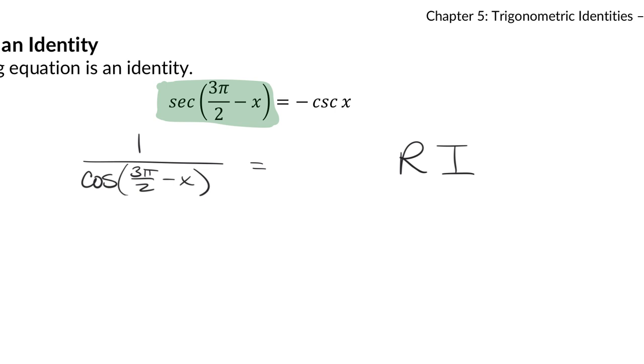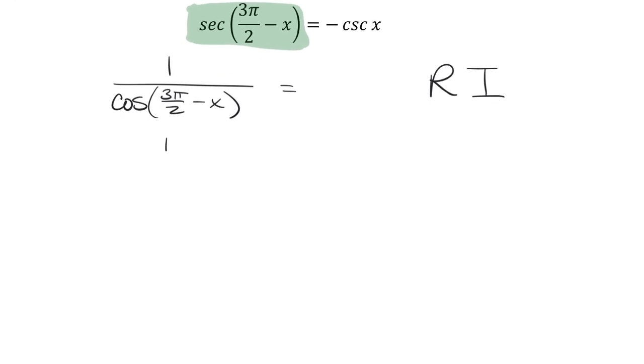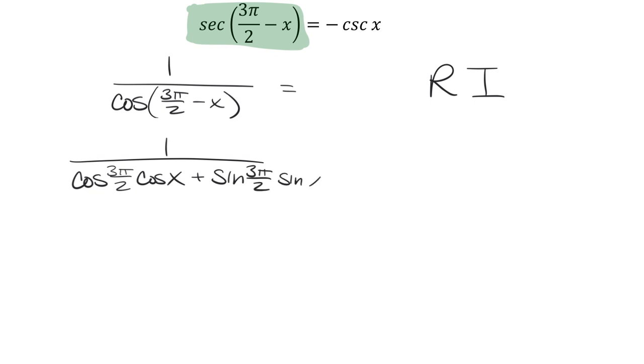Secant and cosine are reciprocals. We can still use this reciprocal identity. Oh, then I can go to my sum and difference identities. Because I'm subtracting these two numbers inside of a cosine function, I can use the sum, just kidding, the difference of cosines, which would be the cosine of the first angle times the cosine of the second angle plus the sine of the first angle and the sine of the second angle. That is the sum or difference identity.